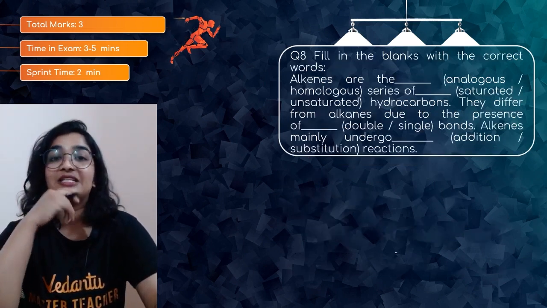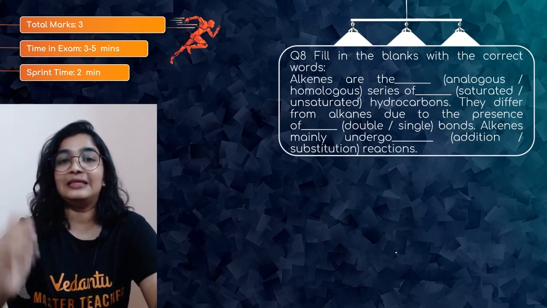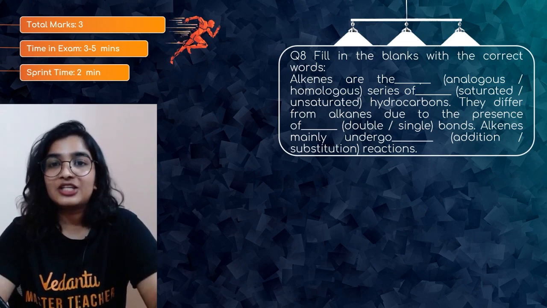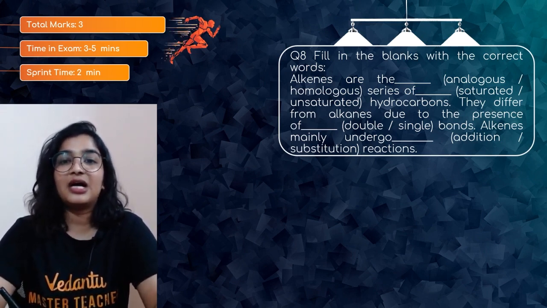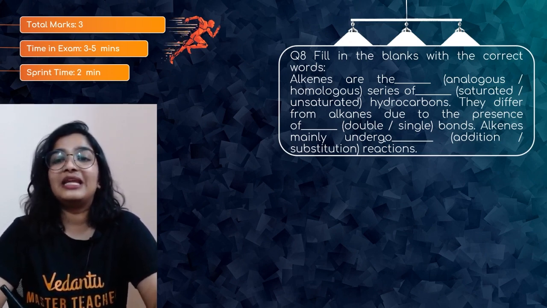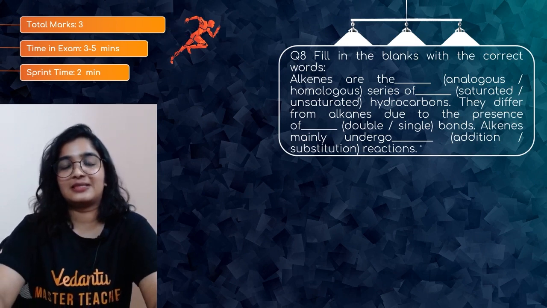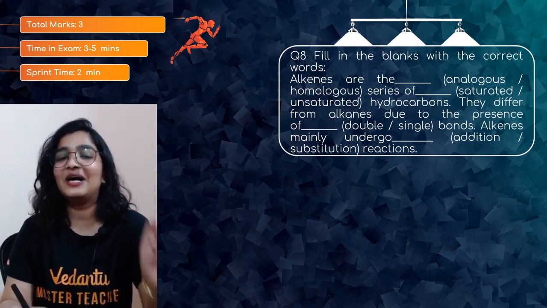Question number 8. This is with 3 marks. Fill in the blanks with the correct words. Let's see. Alkenes are the dash series of dash hydrocarbons. They differ from alkanes due to the presence of dash bonds. Alkenes mainly undergo dash reactions. So without the options also we could have answered. No, this is easy. Okay.